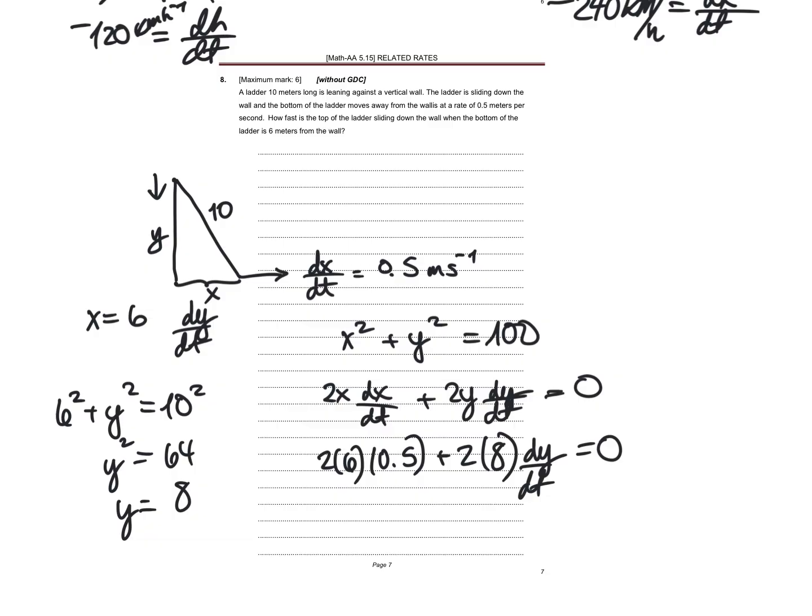So now we've got 12. Half of 12 is 6. So negative 6 divided by 16. So negative 3 over 8, and this should be meters per second.